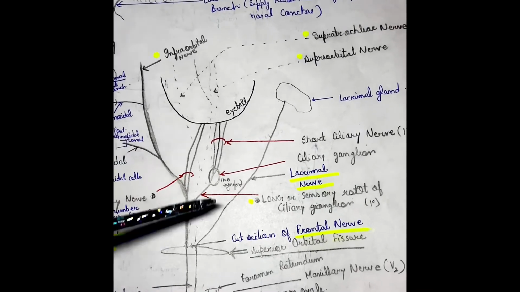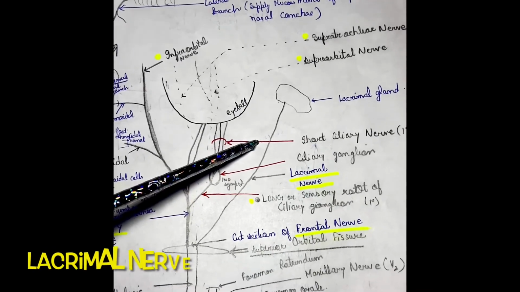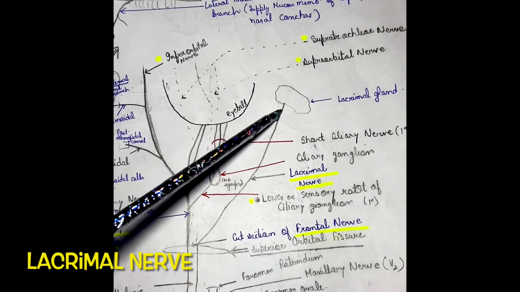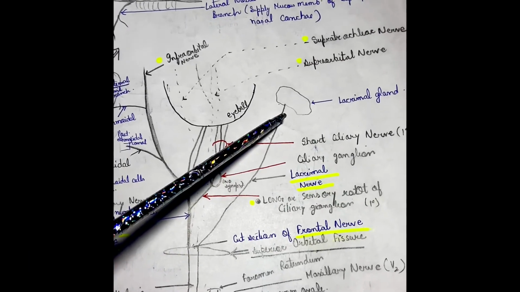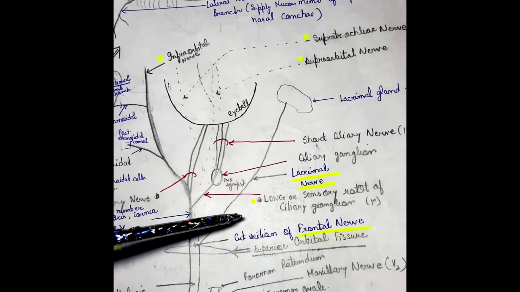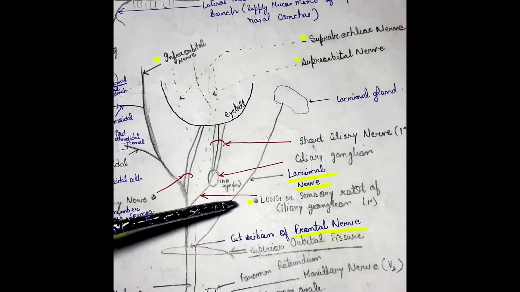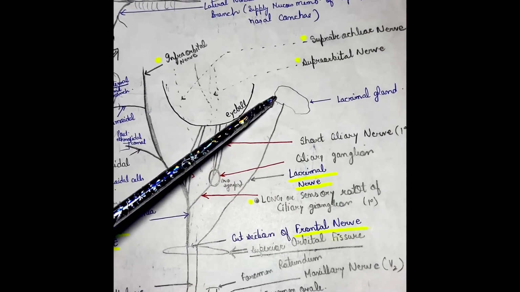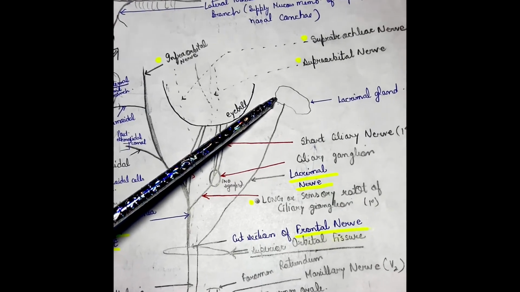Now the lateral most division, this small division, this is your lacrimal nerve. This travels on the lateral side and supplies the lacrimal gland. We very well know this, that there is a communicating branch coming from the zygomaticotemporal nerve, which contains your parasympathetic fibers, travels via this lacrimal nerve and supplies the lacrimal gland so that it can secrete its various secretions.